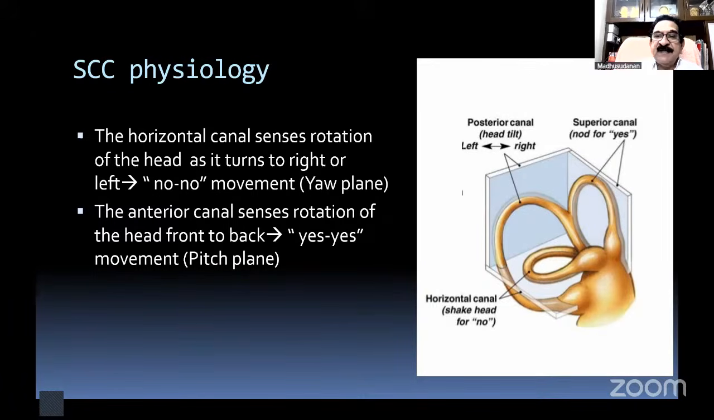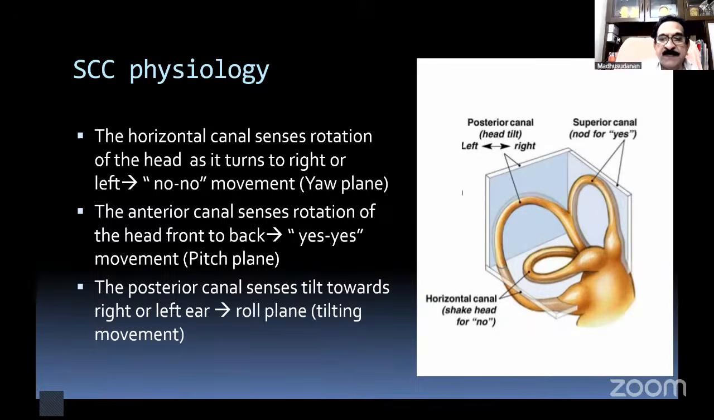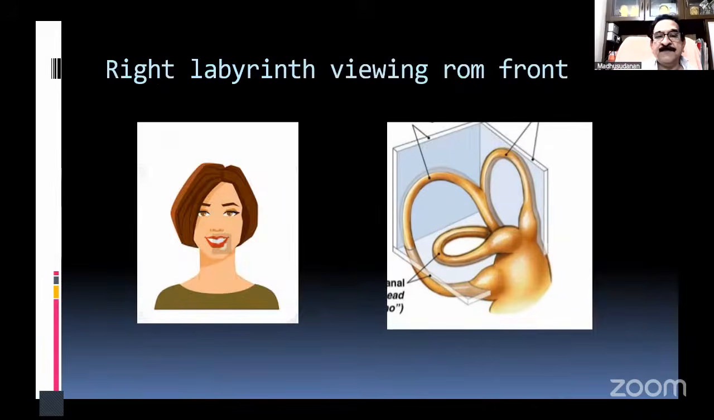See the orientation of the canal, it is forward like that. So it has to be in this direction. On the side, the posterior canal is in the rotational plane, that is, in the roll plane. The posterior canal senses tilt towards the right and the left ear, like this, in the roll plane. I'll show this picture. This is how the patient is looking straight, the right labyrinth viewed from the front. This is how the various canals are oriented: horizontal, superior, as well as the posterior canal.